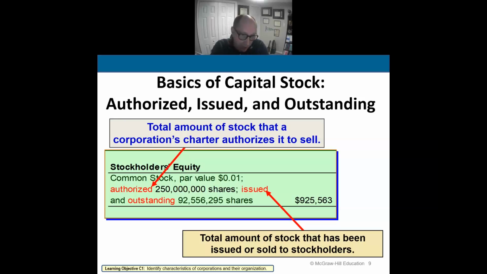So when the company first sets up, they'll authorize a certain number of shares of stock with a par value of a penny each. The company will decide to issue stock. When a company issues stock, that means that they're issuing it to the public. It's available for sale.